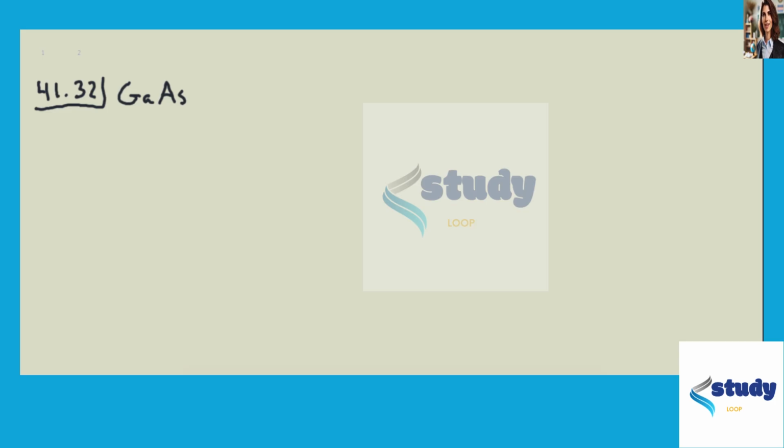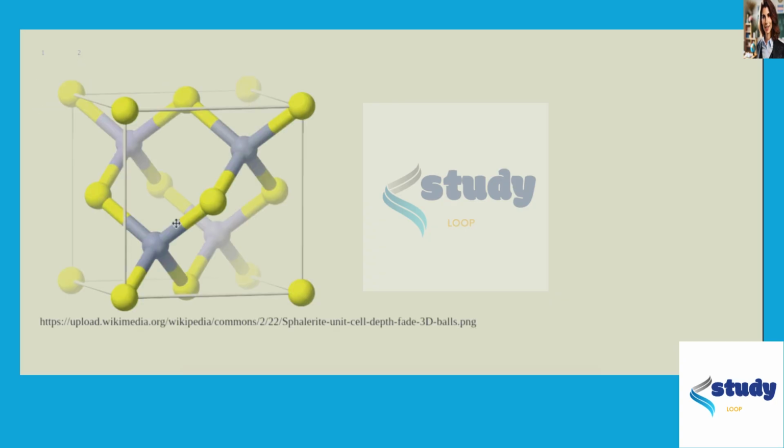41.32 is about the compound gallium arsenide, which is a semiconductor used for LEDs and solar panels and things. Silicon is also used for solar panels, but sometimes they use gallium arsenide. So the first thing we want to do is talk about its crystal structure and to draw out a version of it.